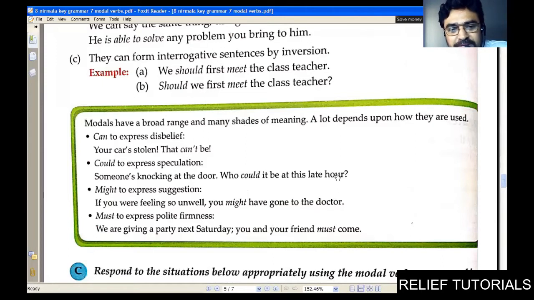Might to express suggestion. If you were feeling so unwell, you might have gone to the doctor. So this might is not probability, it is a suggestion. It works like should: you should have gone to the doctor. Must to express polite firmness. For example, we are giving a party next Saturday, you and your friend must come. That must is not compulsion at the cost of punishment. This must is insistence. You are being insisted very politely, very lovingly to come down to the party.